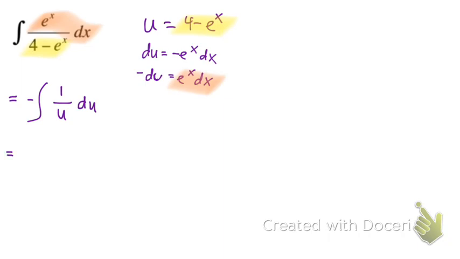Integral of 1 over u is ln, so this is the negative natural log of u plus c. If I replace u with what it equals, that would be negative ln of the absolute value of 4 minus e to the x plus c.